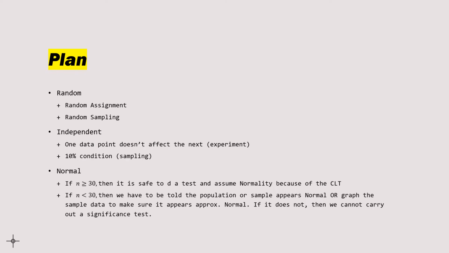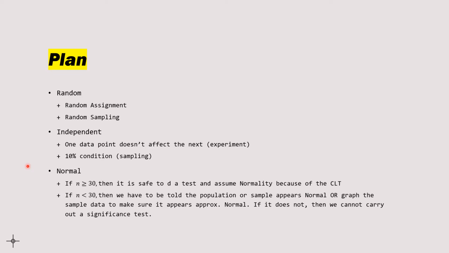Next up is our plan, which is random, independent, and normal. For this significance test, under random, you just want to mention if it's a random assignment or random sampling, SRS. Is it independent? So one data point doesn't affect the other. That would be, if you're talking about an experiment, the 10% condition if you're talking about the sampling of it. That's for independent. Under normal, if it's more than 30, then it's safe to do a test because of the central limit theorem, CLT. You're able to do it.